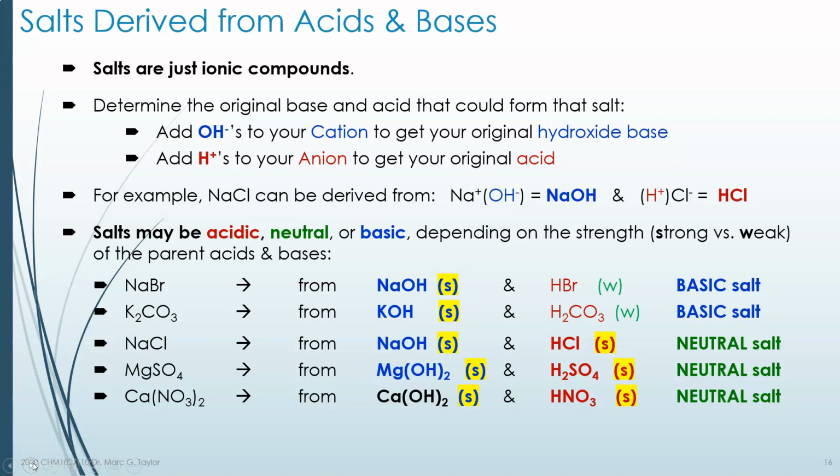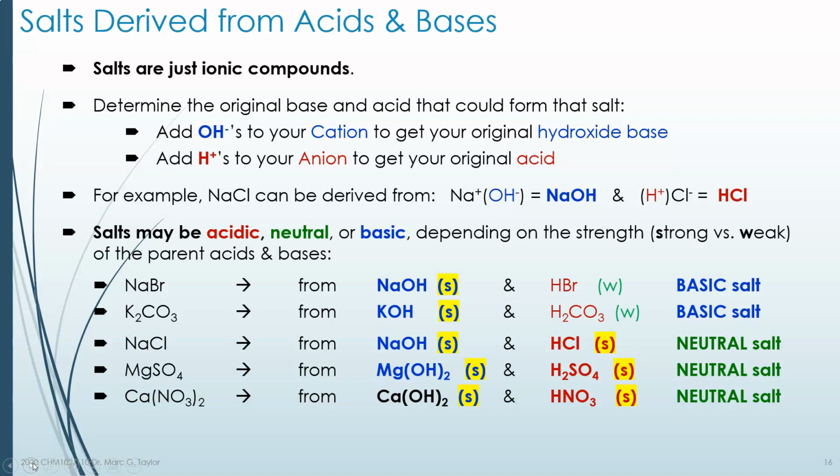We also have examples where the component ions turn into both strong bases and strong acids and cancel each other out. Sodium chloride is an example of that. It would be from sodium hydroxide, a strong base, and hydrogen chloride, which is really hydrochloric acid, a strong acid. And if they're both generated from a strong acid and a strong base, the salt is neutral. They've canceled each other out.